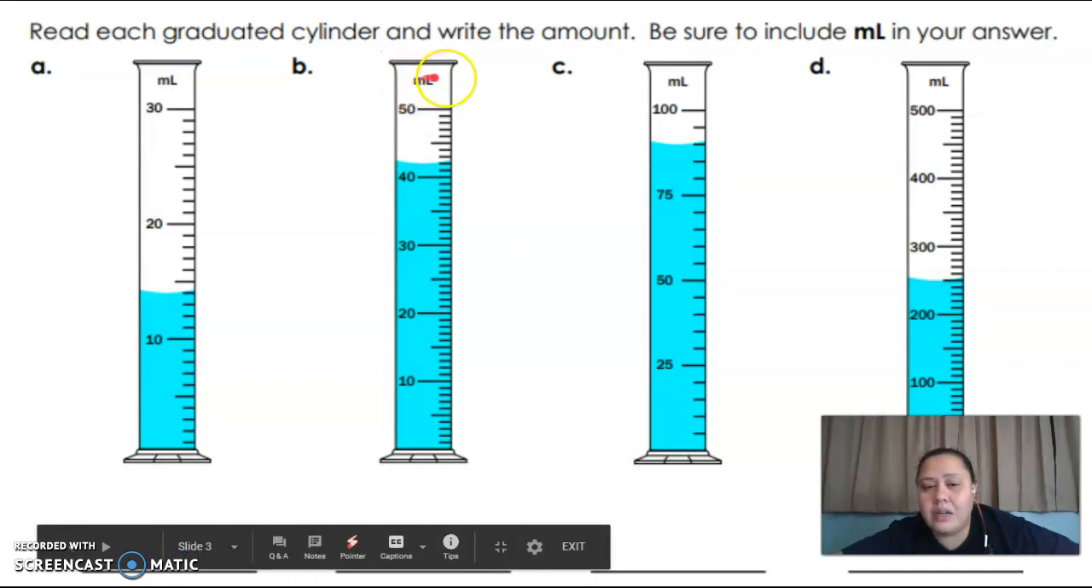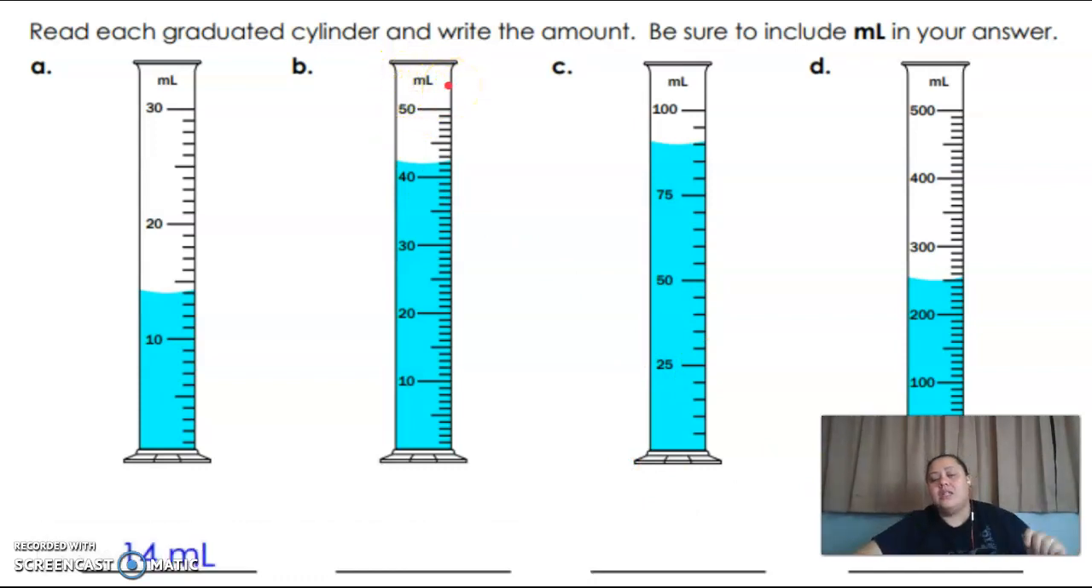For all your answers, I want you to put milliliters, just for the simple fact that when you guys have graduated cylinders in person, we remember milliliters are much smaller than liters. There's no way we would be using graduated cylinders that would be carrying 100 liters, because we know that's an extremely large amount. So we're going to look at this as practice, and then you guys are going to go on to do your independent practice. So let's look here.